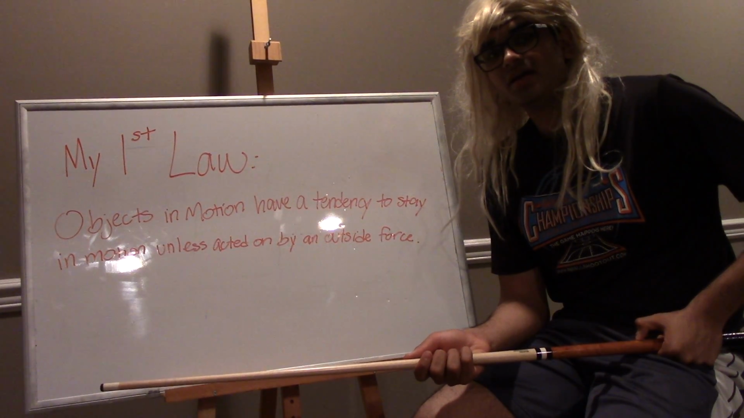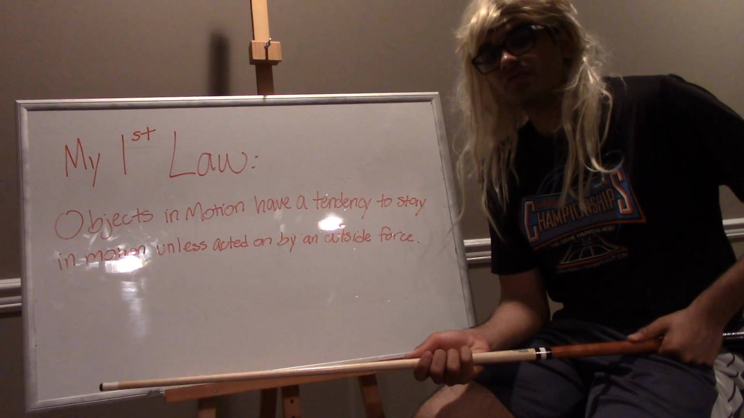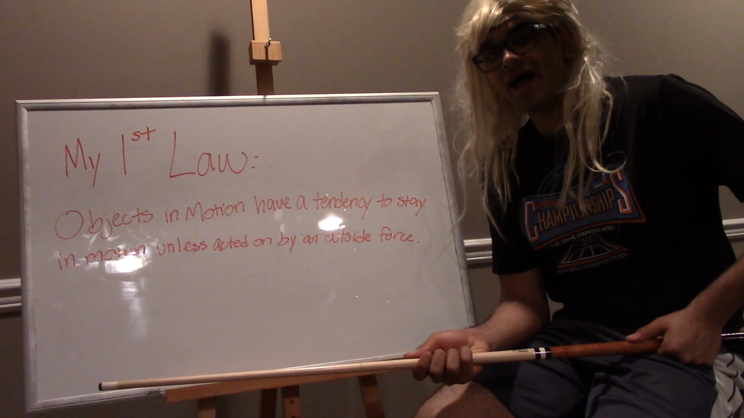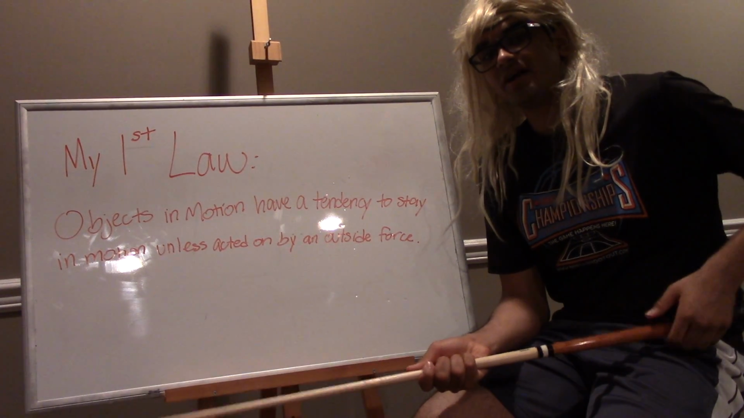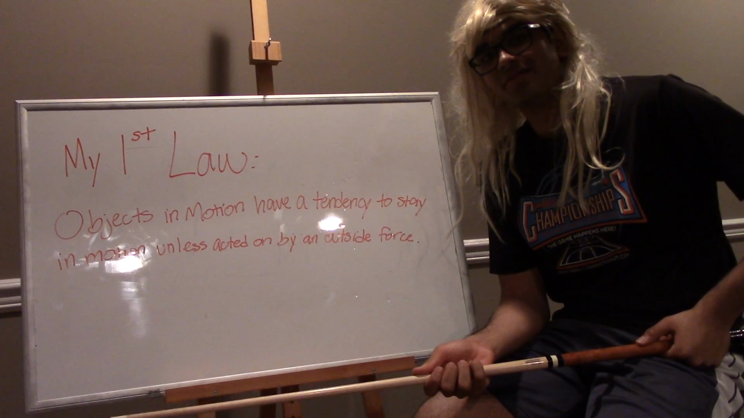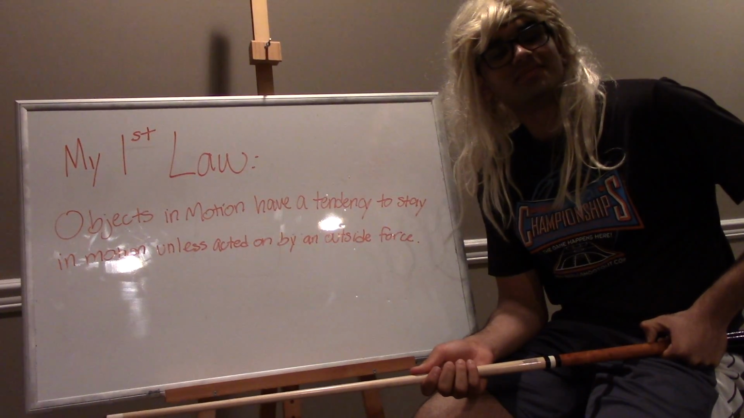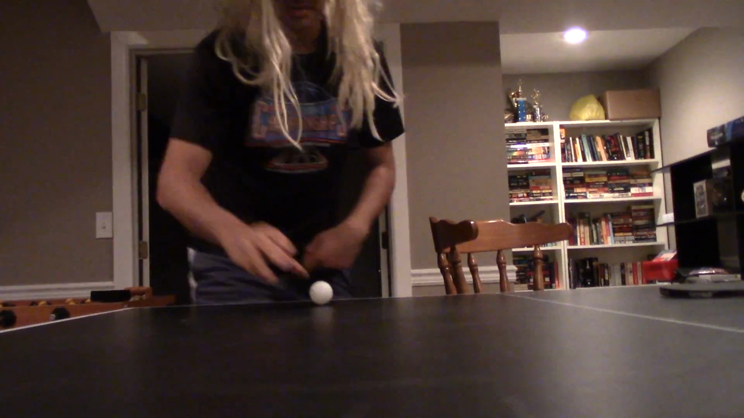Inertia is the tendency of an object to resist change, and mass is correlated to inertia, as in the more mass there is, the more inertia there is. For example, let's say that there are no outside forces like heat, sound, air resistance, or friction. If I roll this ball down the table, it'll continue to move indefinitely unless acted on by an outside force.